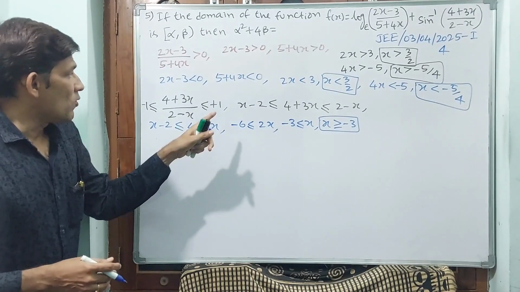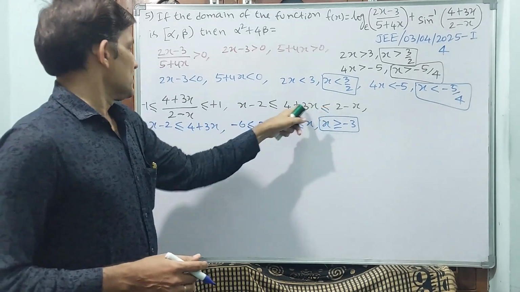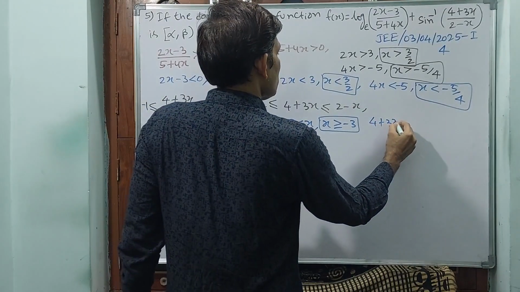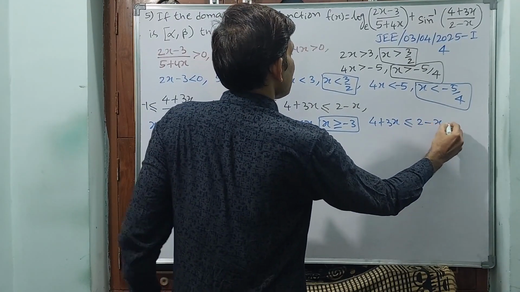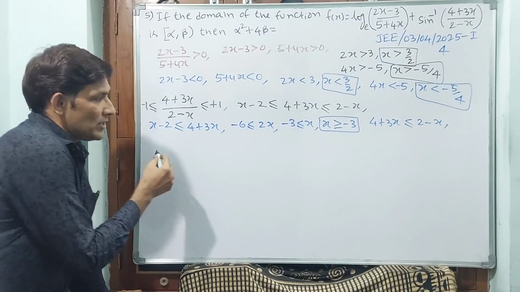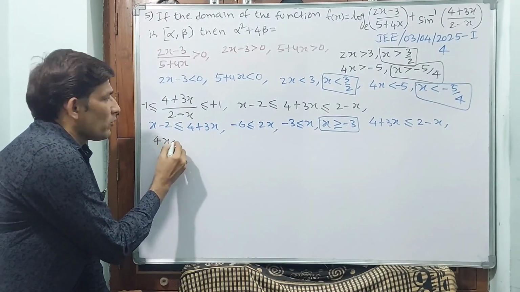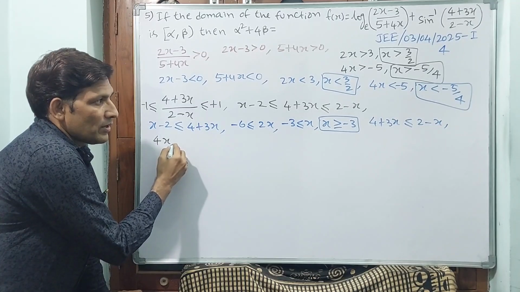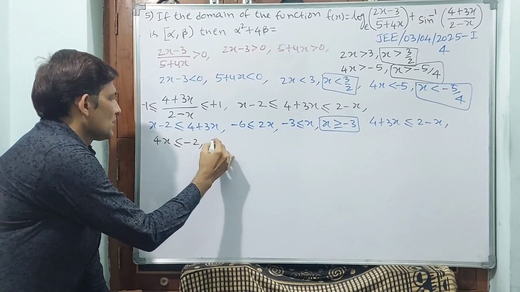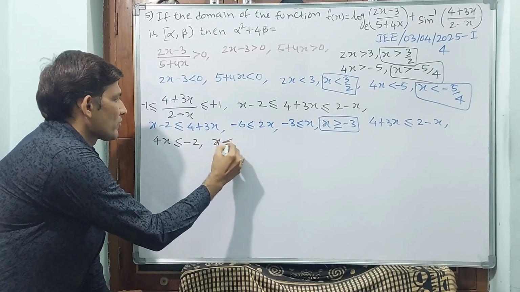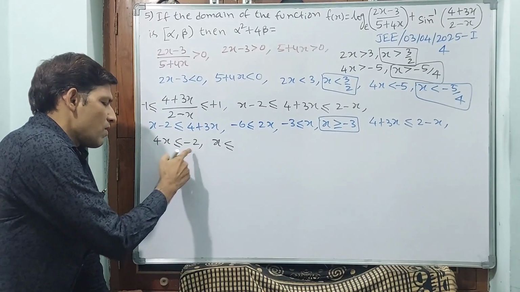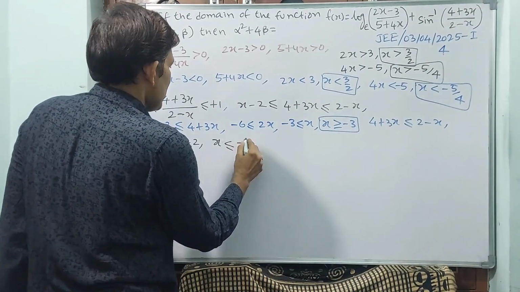Minus 3. Okay. Now go for the second condition. Second condition is 4 plus 3x should be less than or equal to 2 minus x. If that is the case, you send x this side, that means that is going to become 4x, and 2 minus 4, minus 2. And x should be less than or equal to minus 1 by 2.